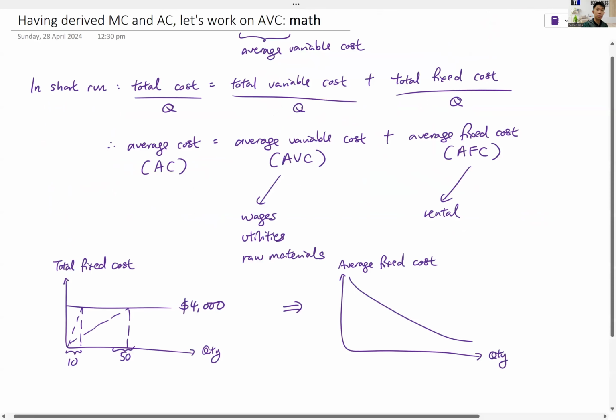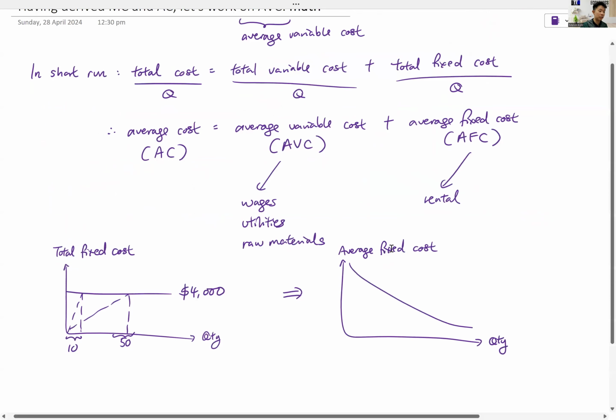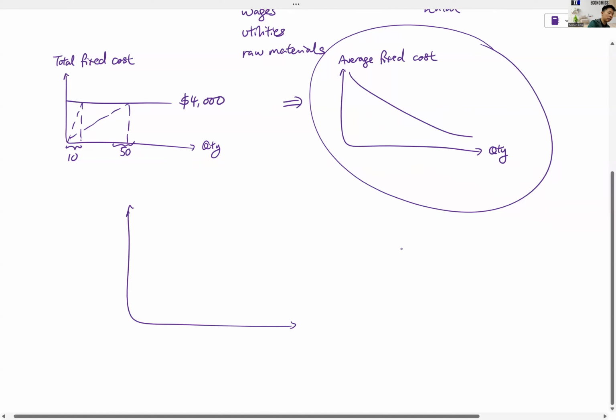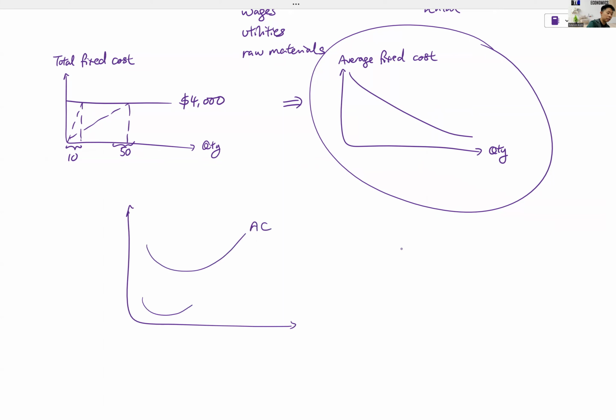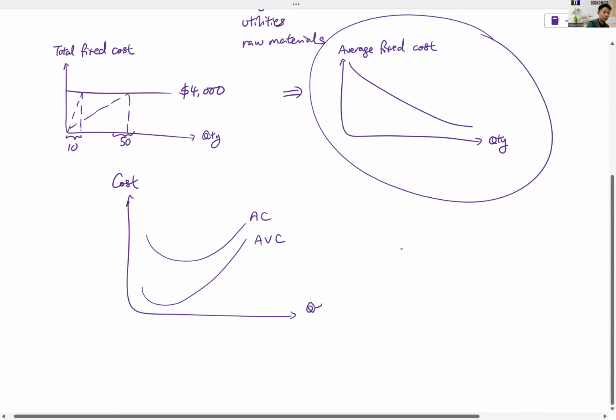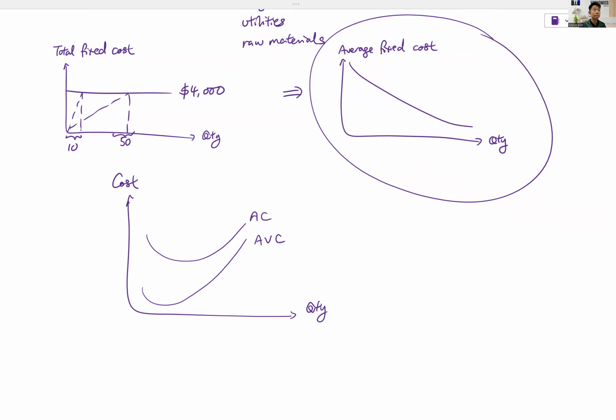So if this is your average fixed cost, we all agree it looks like this, then my average cost and my average variable cost, they should look like this. Okay, and after this, I'll explain the concept of MC again, because one of you highlighted, still not very clear, no problem. Okay.